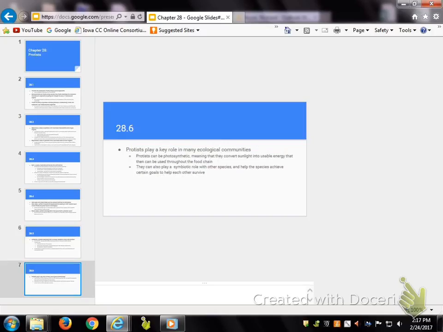And then protists play a key role in ecological communities. Sometimes they take energy from the sun, which provides a start to a food chain. They're a food source for one of the most basic parts of the food chain. And they can also play a symbiotic role, and they can help out other species through symbiosis, which helps them both survive. And that's what I had.